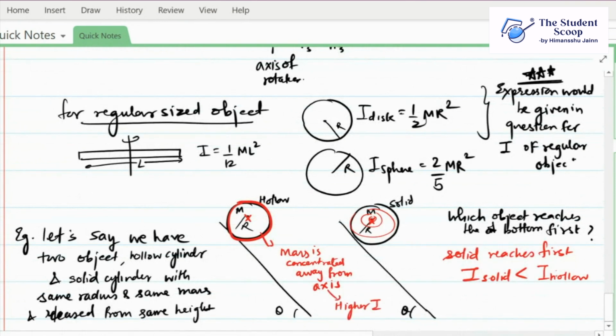So if it has a higher moment of inertia, it will rotate slowly. And since the other has a lower moment of inertia, it will rotate fast. So that's the reason why the solid will reach the bottom first. Is this clear, guys?